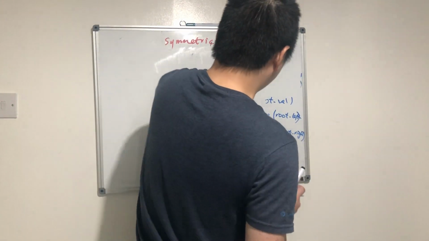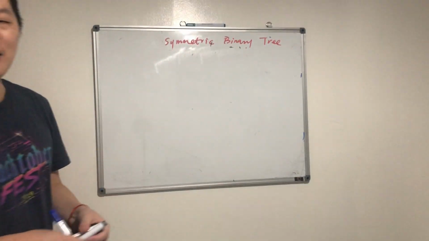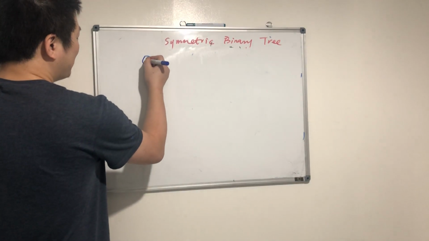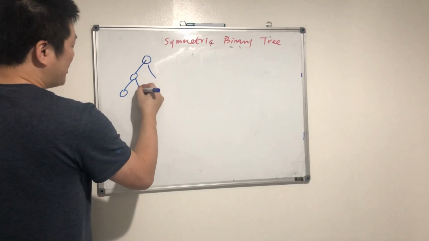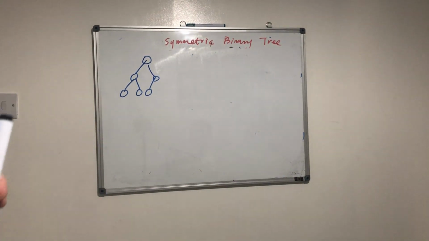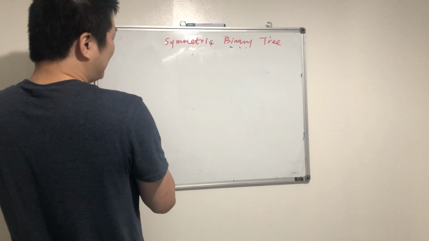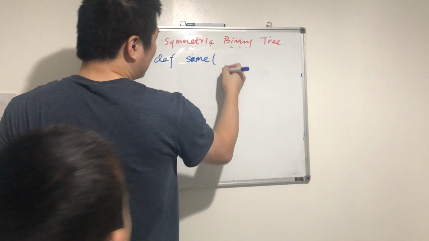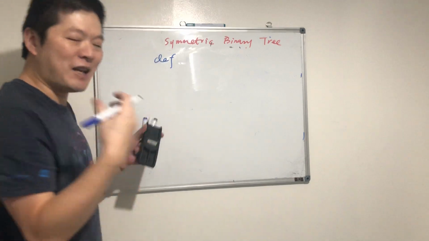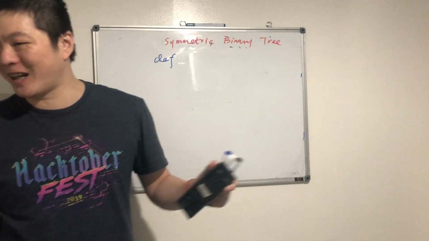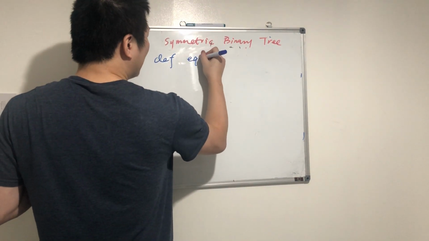Okay, so now we talk about another one, which is called check if two trees are the same. We have two trees. How do we check they're the same? When the structure is the same and the values are also the same. So you tell me how to do it. Define, let's call it same. Or maybe equal, because they are not the same, but they can be equal. Let's call it equal.